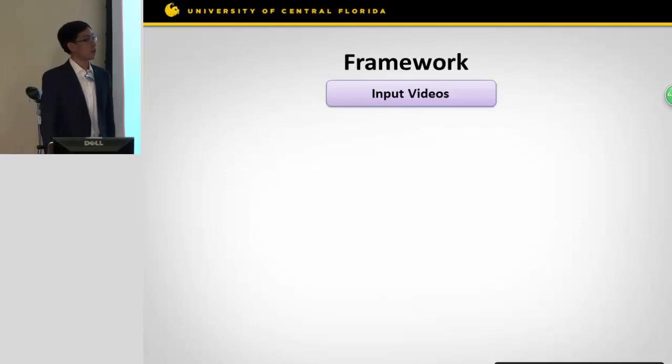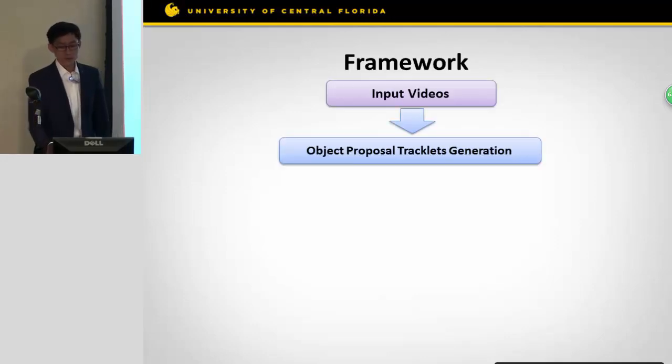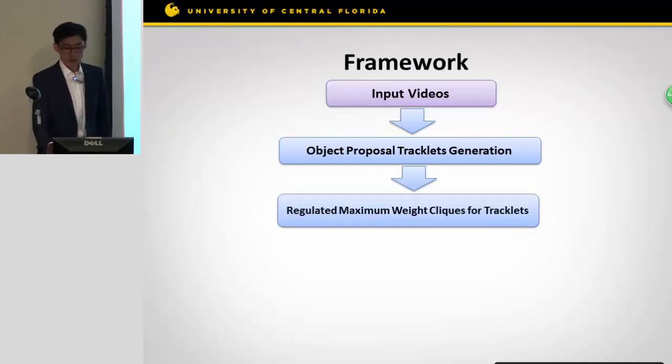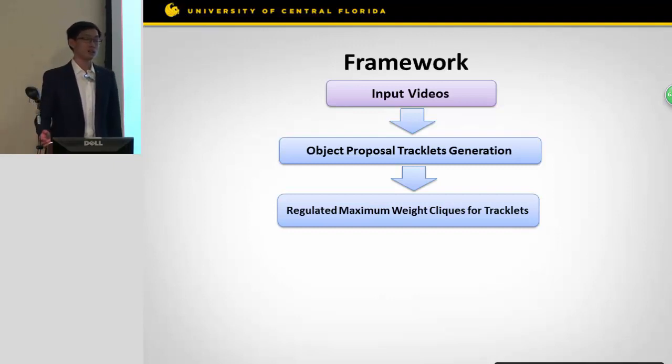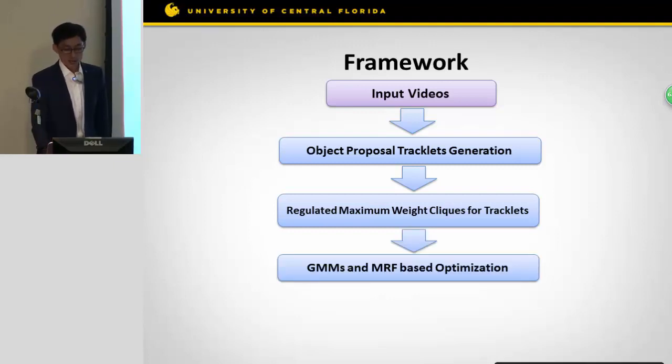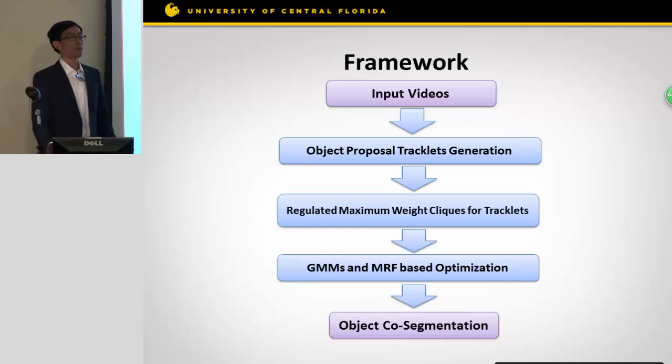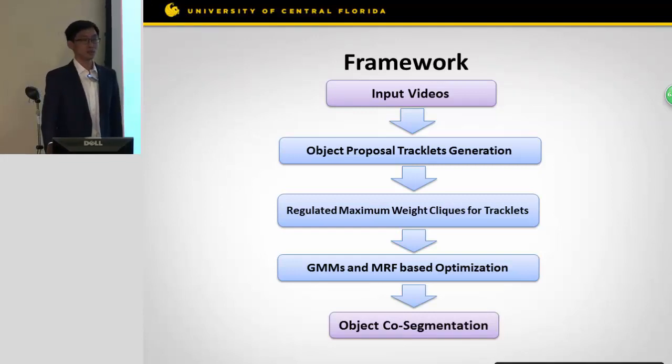Here's the framework for the proposed method. We first generate the object proposal tracklists from all these videos. Then we formulate the problem into a regulated maximum weight clique problem for the tracklists, and solve it by a modified version of the Bron-Kerbosch algorithm. And finally, we build Gaussian mixture models for the objects and use the Markov random field to get the final pixel level object co-segmentation results.